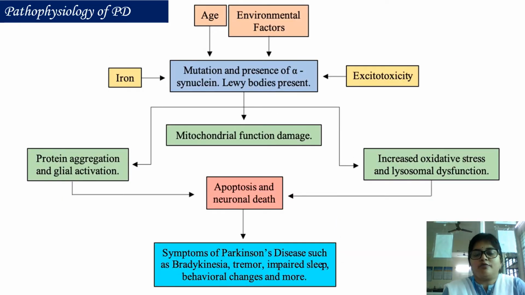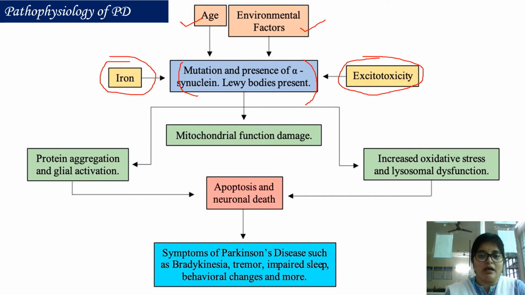So here, whatever may be the cause, the pathophysiology always starts with the cause. Here let age be the cause. We have seen in the introduction that above 60 years of age there is more chance for the occurrence of Parkinson's disease. Environmental factors may be there, excess of iron may be there, and excitotoxicity will be there. Because of all these reasons, there will be mutation and presence of alpha-synuclein, and Lewy bodies are present. How this mutation is happening and how the presence of alpha-synuclein and Lewy bodies occurs is again unknown.